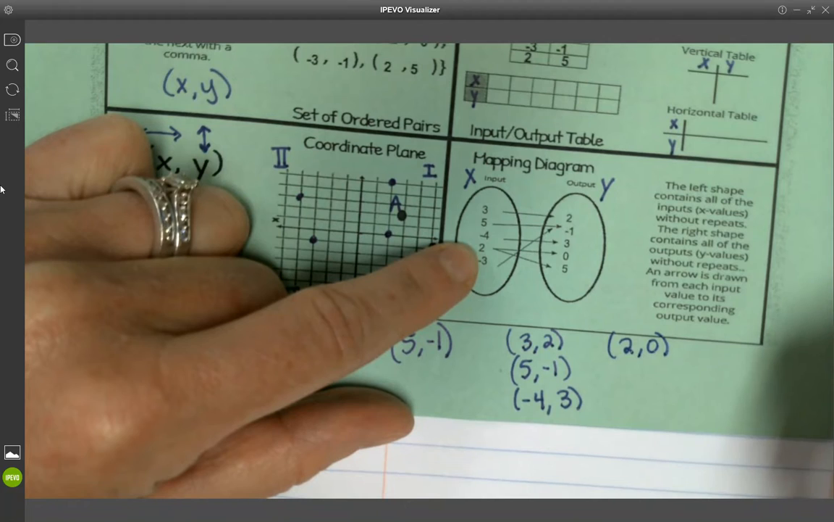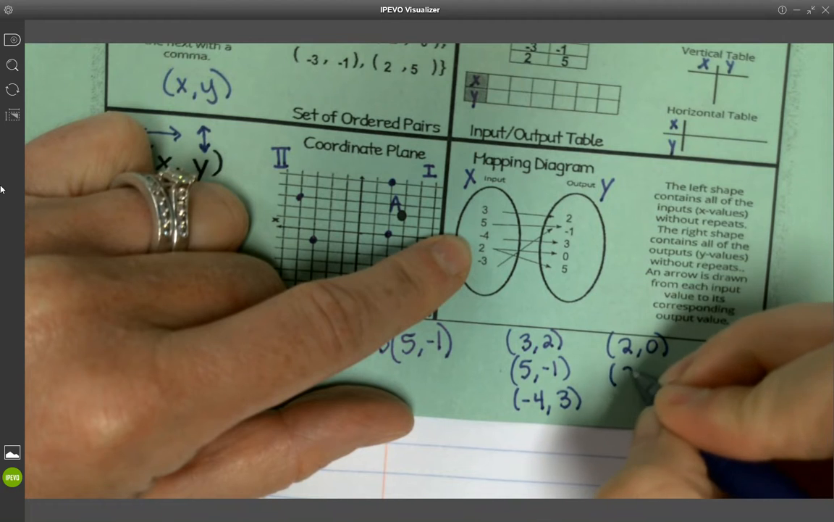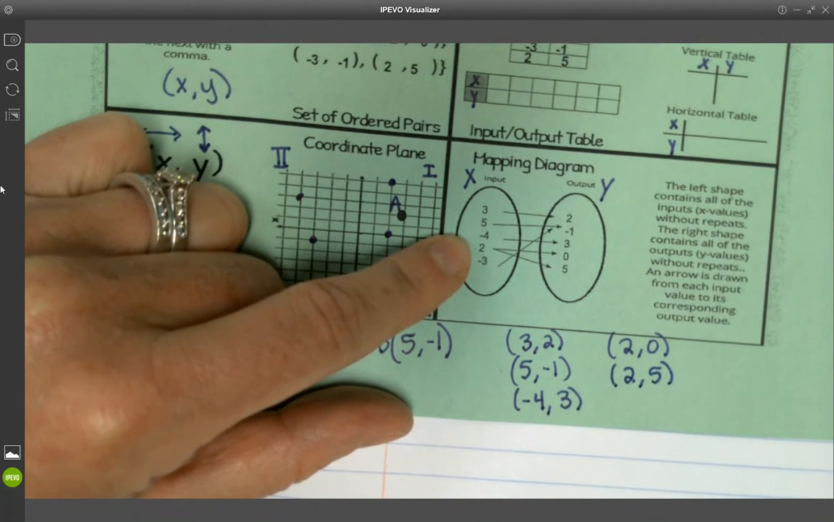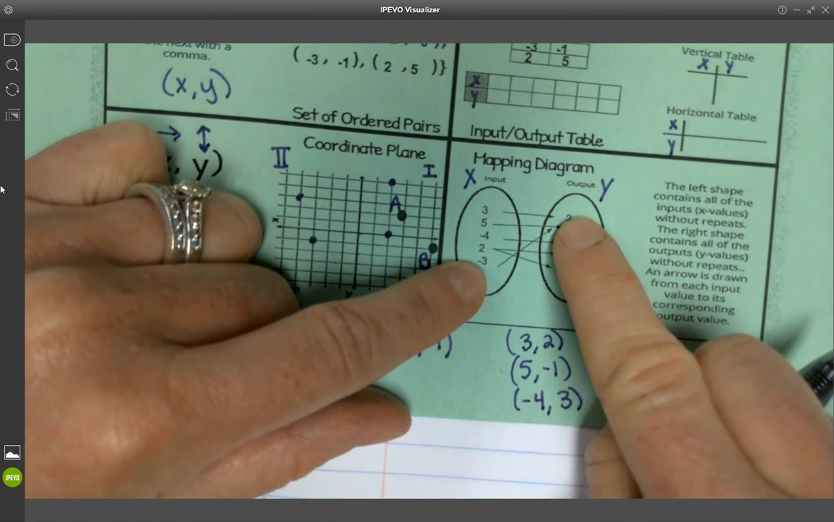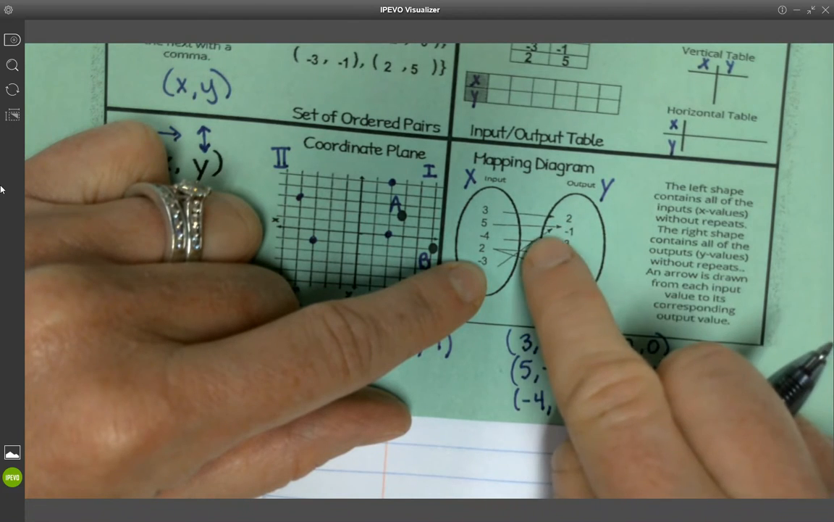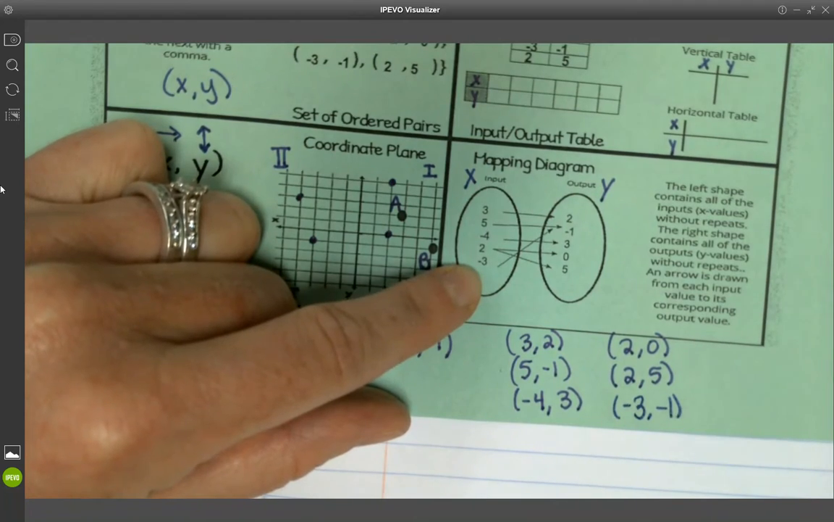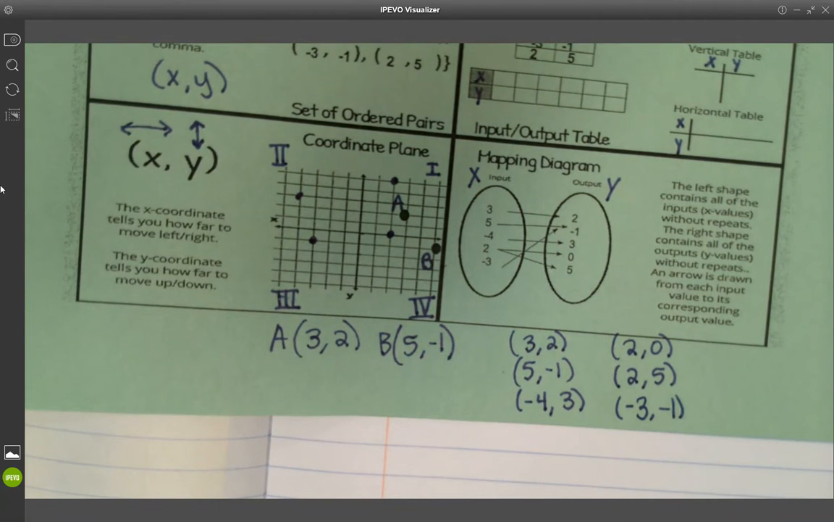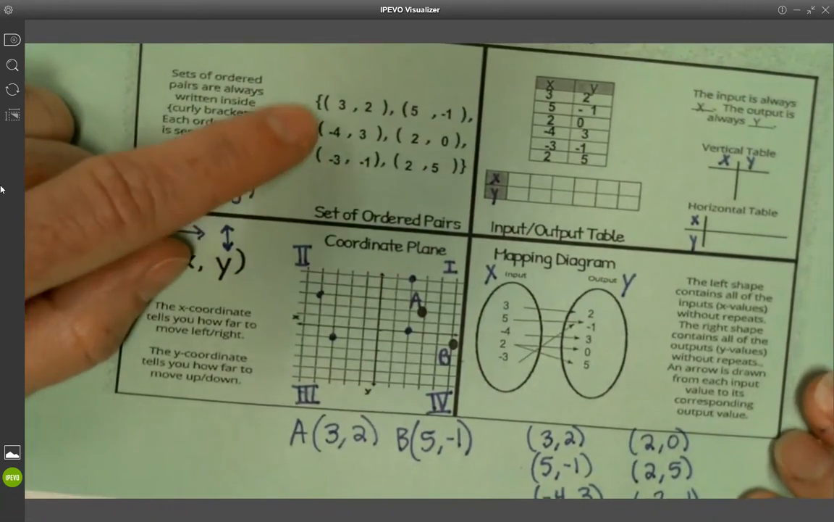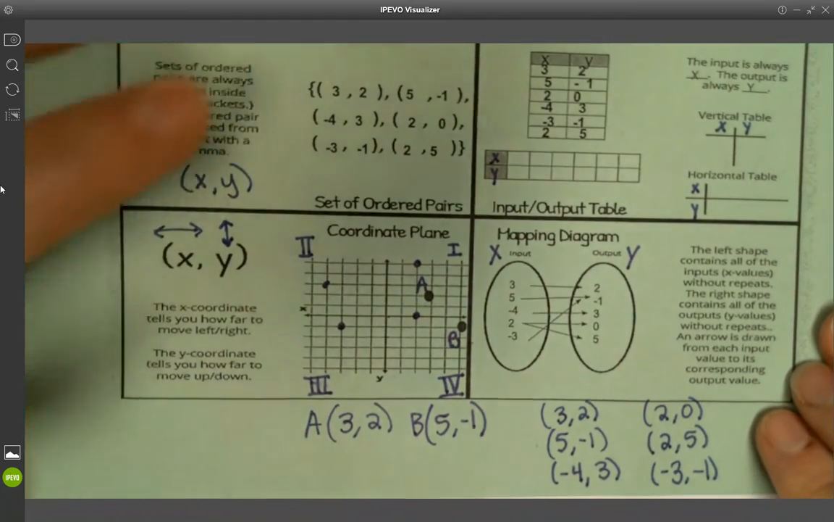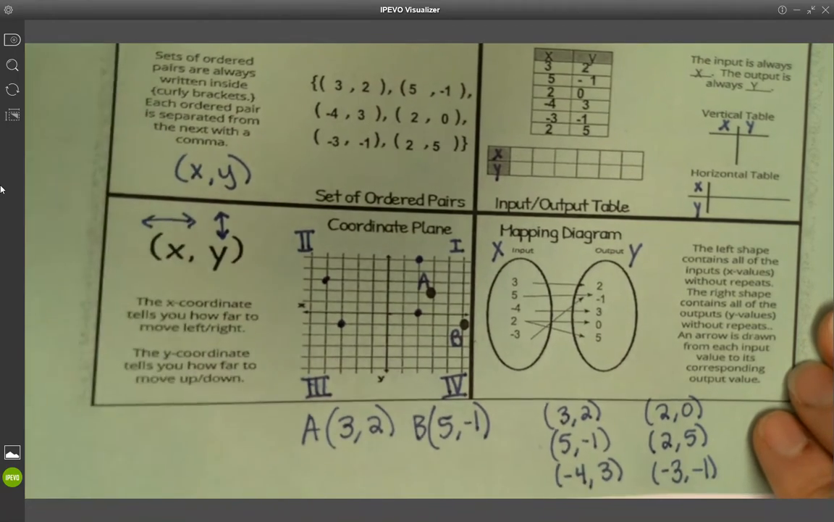2 goes with 0. But 2 also, see the other arrow, goes to 5. So include that. And negative 3 goes with negative 1 because it stops there. It doesn't continue past negative 1. A lot of people want to say it's 2, but it's negative 1 because it stops right there. So negative 3, negative 1. And these points are actually the exact same points that we had up here. So these are the different representations for a relationship, some kind of relationship XY.